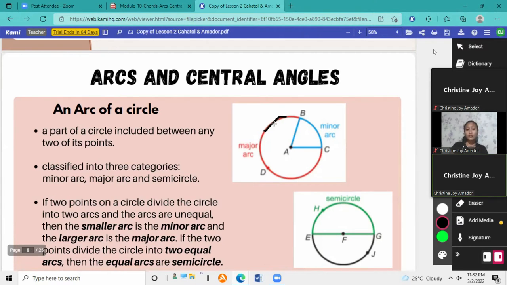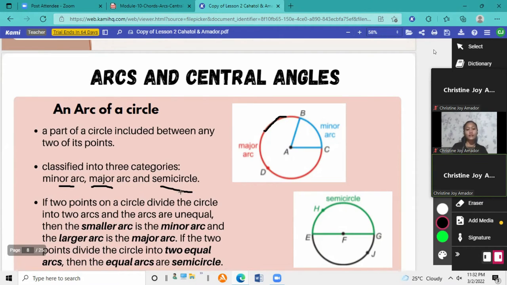And in terms of an arc, there are three categories. Arc is classified into three categories: the minor arc, the major arc, and the semicircle. Again, we have here three categories of an arc: minor arc, major arc, and a semicircle. It is easy for us to identify what's the minor arc, major arc, and semicircle from the name itself.